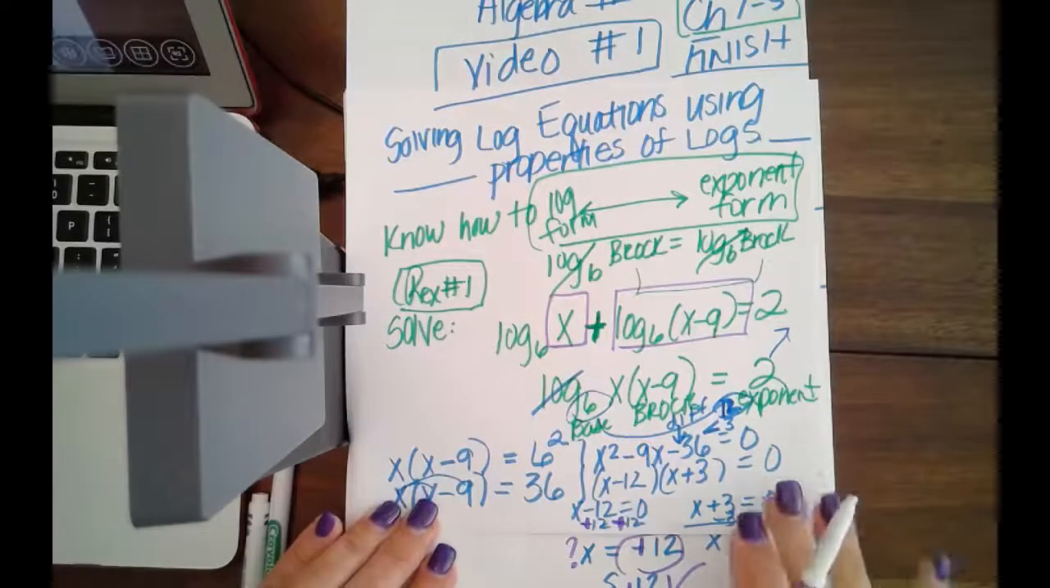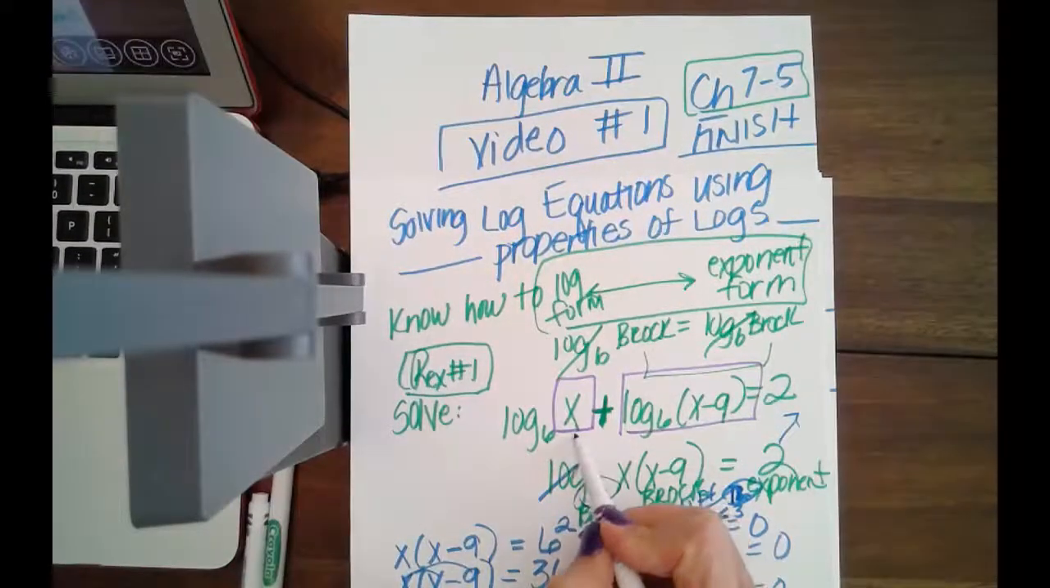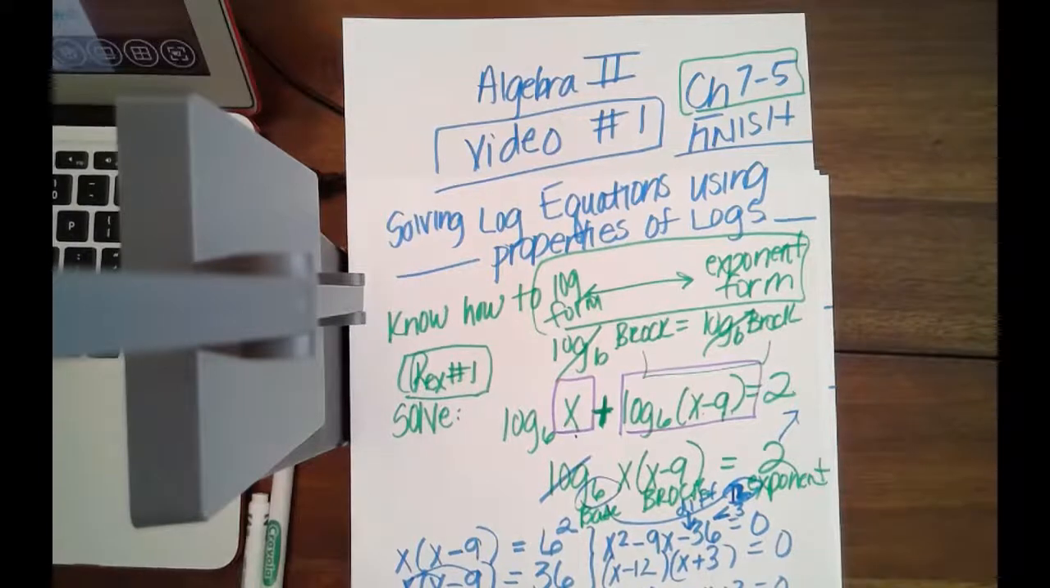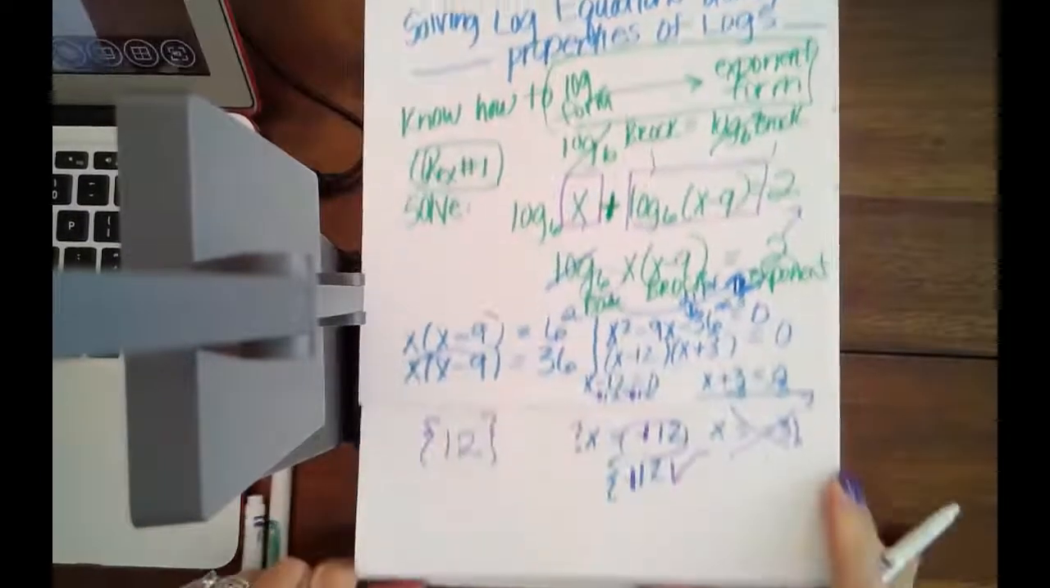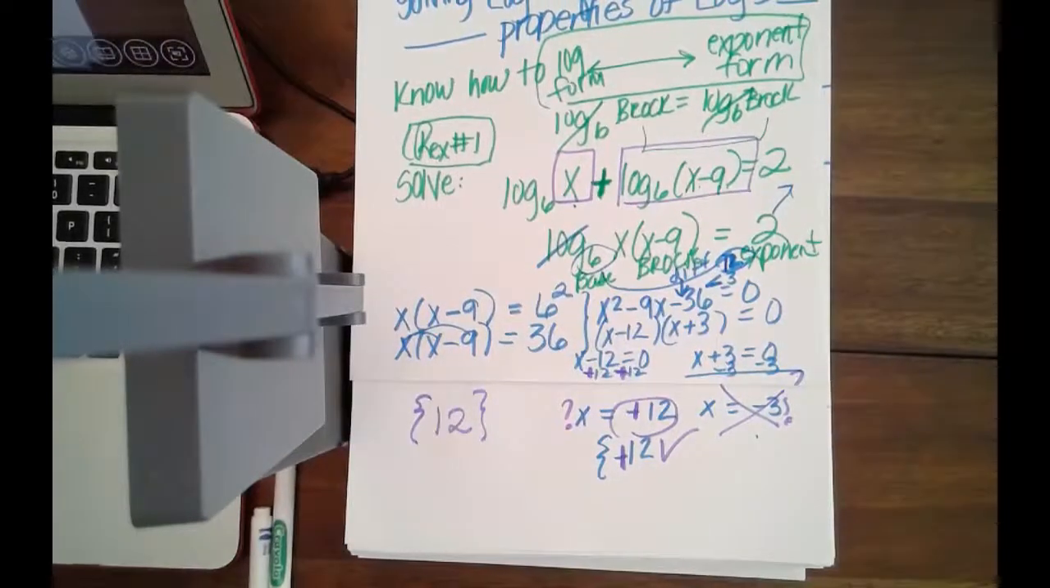Okay? Negative 3, I can tell you right now, is not going to work, because negative 3 here, if you test it, is going to give you a negative Brock. And negative 3 minus 9 is going to give you another negative Brock. So negative 3 is out. So the only solution to this example is 12. Whoops, sorry. Beep. There it is. So that's the only solution to this Rex, number 1.